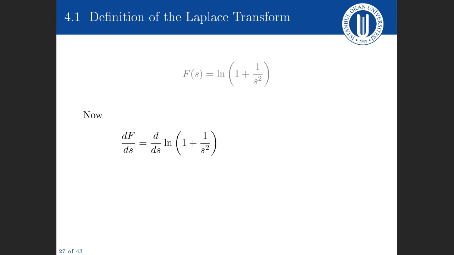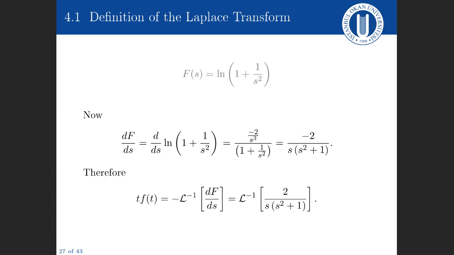So first of all, we differentiate capital F. And I'll leave it for you to check using the chain rule. This is the same as minus 2 divided by s cubed over 1 plus 1 over s squared. Or to simplify this slightly, that's the same as minus 2 divided by s times s squared plus 1. Therefore, using that formula, t multiplied by f of t is minus the inverse Laplace transform of dF/ds. The minus signs cancel. We want to calculate the inverse Laplace transform of 2 over s times s squared plus 1.